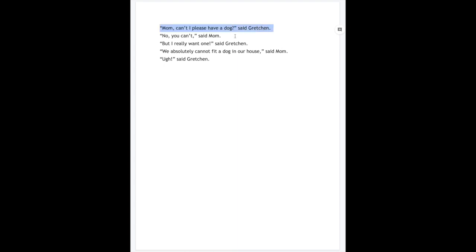"Mom, can't I please have a dog?" said Gretchen. "No, you can't," said Mom. "But I really want one," said Gretchen. "We absolutely cannot fit a dog in our house," said Mom. "Ugh," said Gretchen.